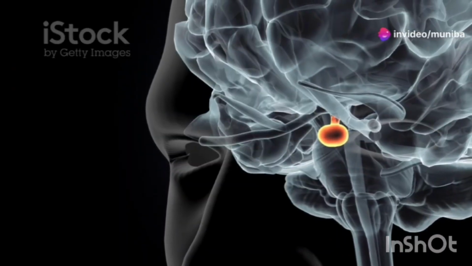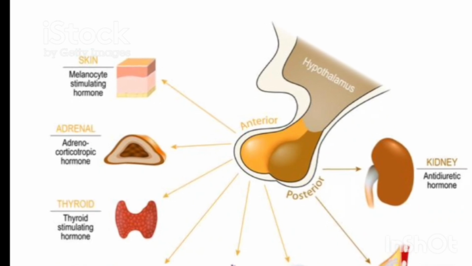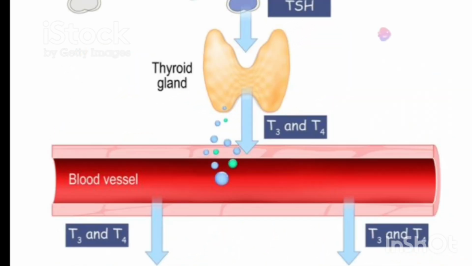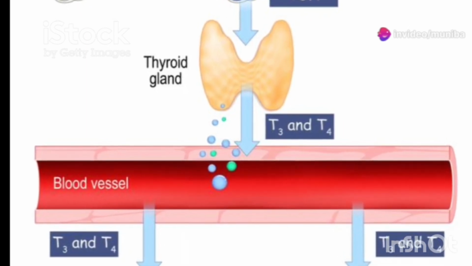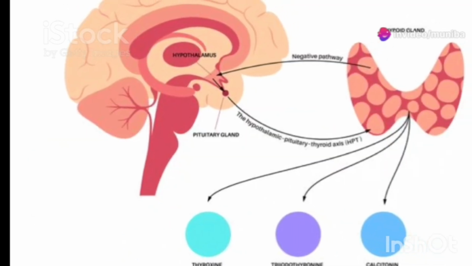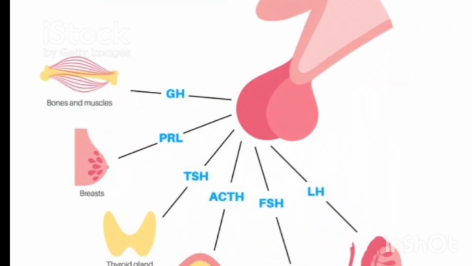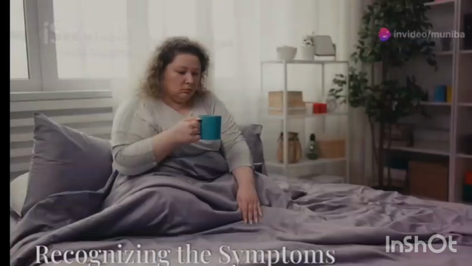The pituitary gland, located at the base of the brain, releases thyroid-stimulating hormone, TSH, to control thyroid function. This is called secondary hypothyroidism. In this condition, the thyroid gland is normal, but it doesn't receive enough stimulation from the pituitary gland to produce adequate hormone levels. This can result from pituitary tumors, surgery, or radiation.